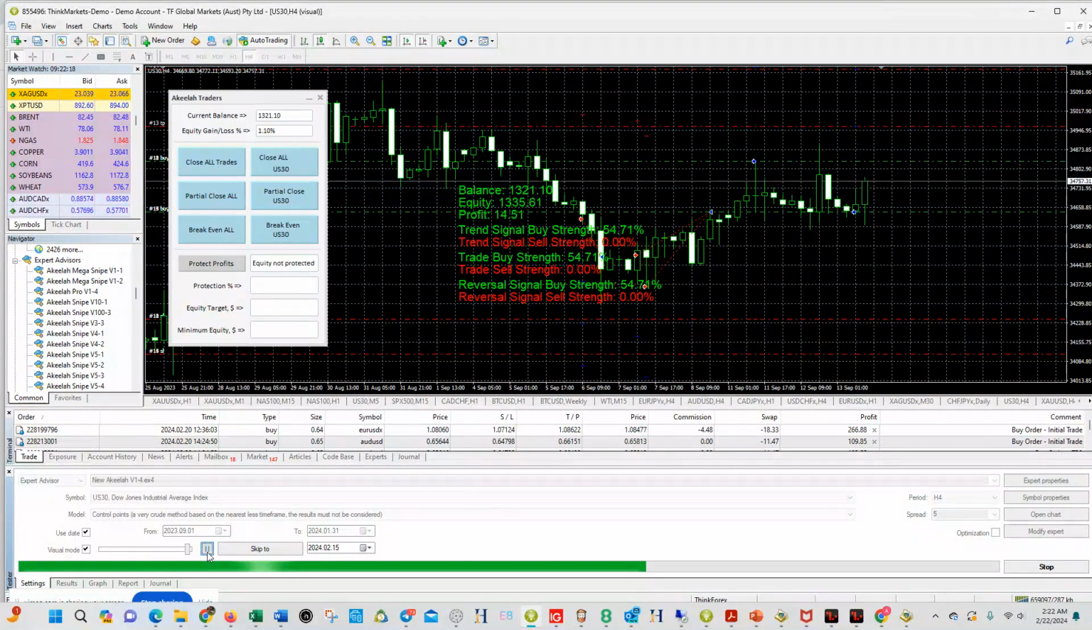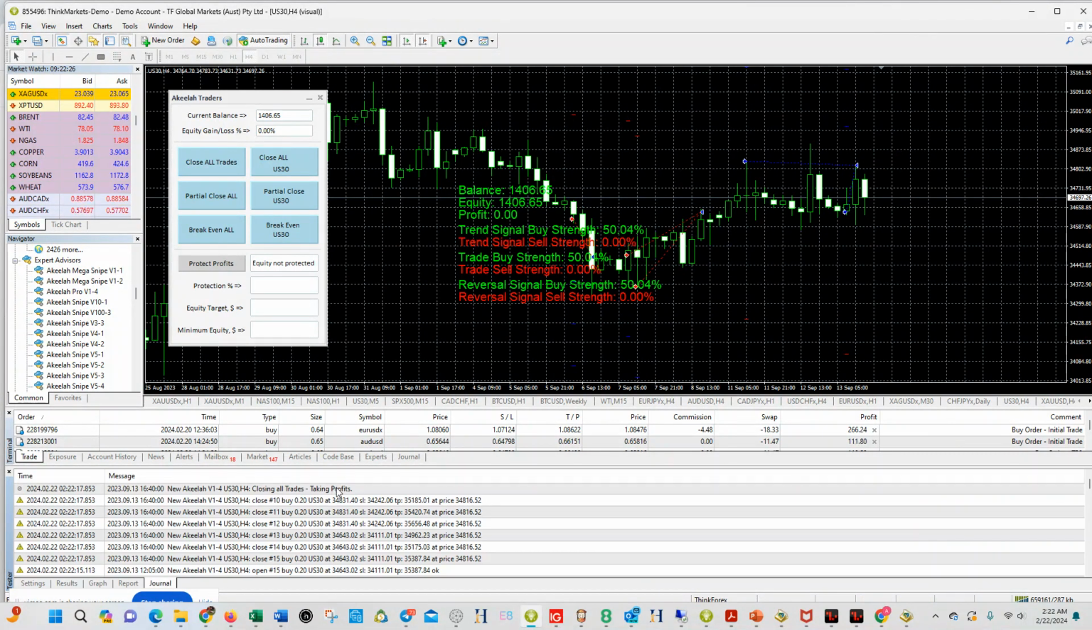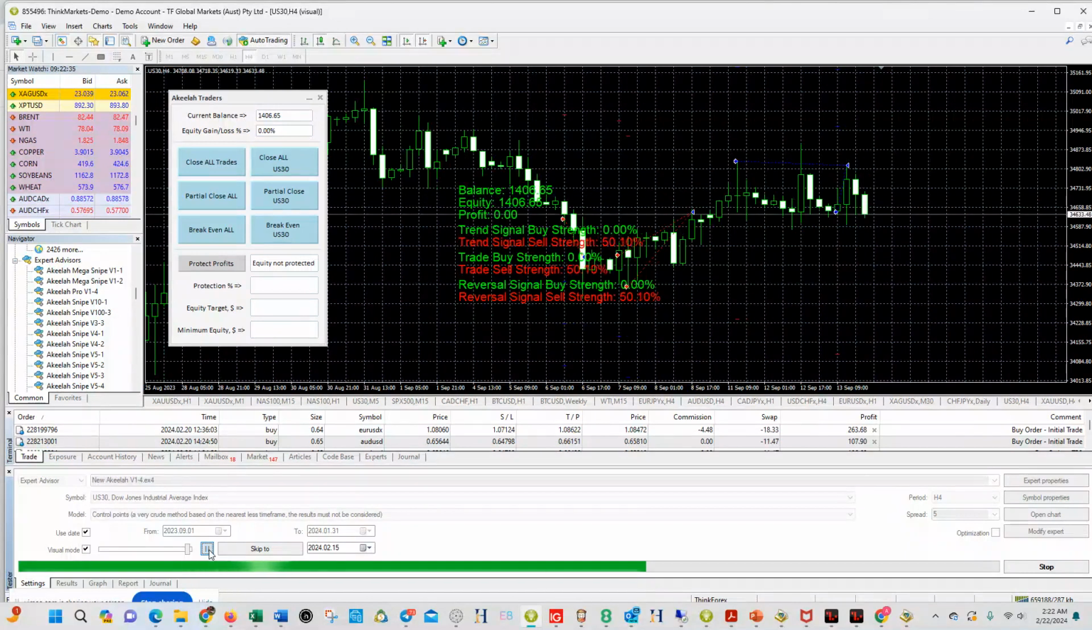Okay, we took another buy. Okay, we closed those out. We can see why. Okay, taking profits. We closed those out, took profits. Okay, so now we're back pretty close to our starting balance. We're still in the hole a little bit.